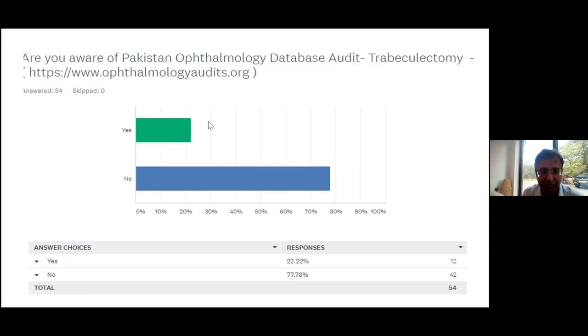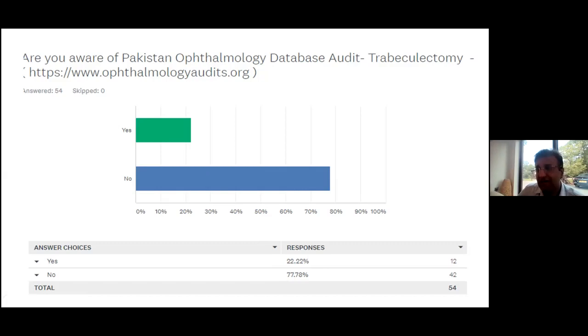We've been trying to promote this. We also had a webinar which discussed the ophthalmology audits in detail. However, very few doctors are still aware of this. Majority of doctors are not aware of this. So I will strongly suggest that please do look at ophthalmologyaudits.org and try to put in your data, because as you put your data in, you'll be able to audit your results. And if you audit your results, it's very likely that you can find your weaknesses, and at the same time, you can find your strengths.